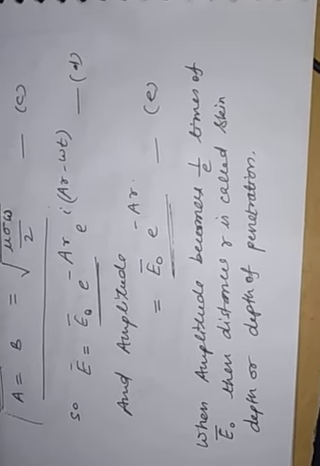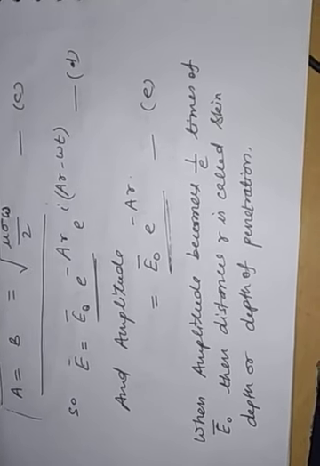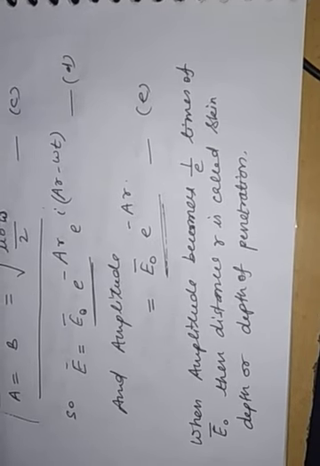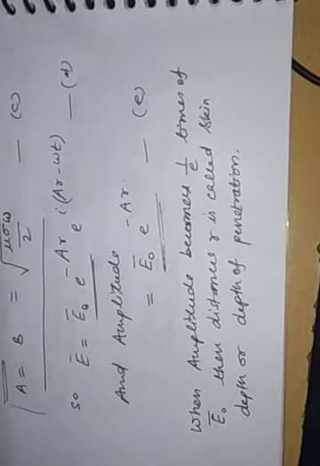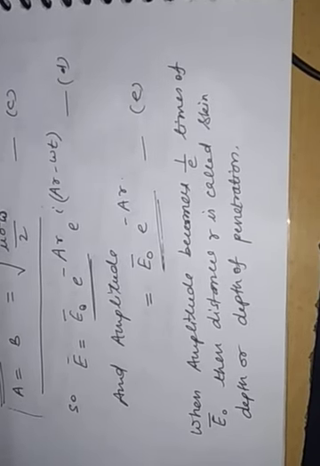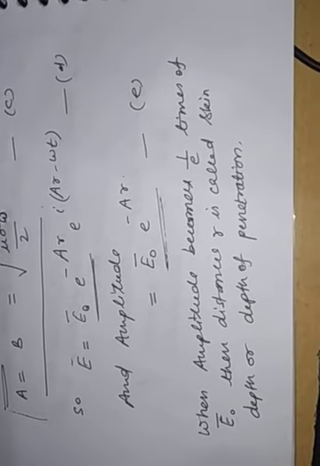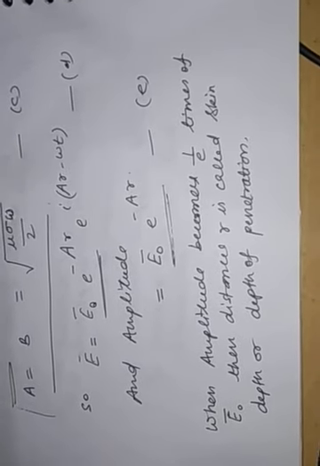How will you define the original value? When an electromagnetic wave hits the surface of any material, any medium, then just before hitting the surface, whatever the amplitude value is, that will be the maximum value, and when it enters the medium, the amplitude starts reducing. Whatever the distance up to which the amplitude becomes 1 by E times of that value at the surface, that distance is known as skin depth or depth of penetration. So we can define it easily: when the amplitude becomes 1 by E times of E naught, then that distance R is called skin depth or depth of penetration.